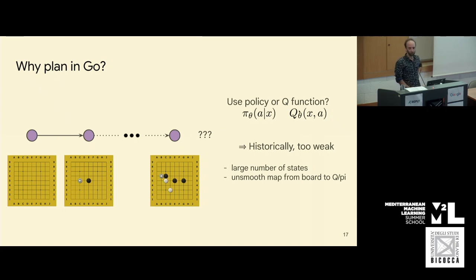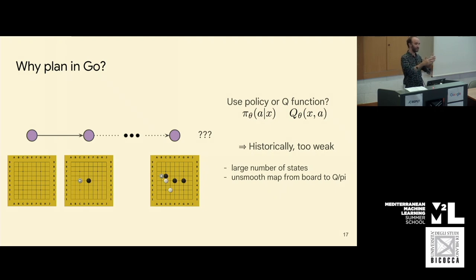And historically, that was a little too weak. And the difficulty is that there is a very large number of states, as I mentioned, and so learning the right function forces you to visit a lot of these states, and this is just very difficult. Another difficulty is that it doesn't lend itself too well to function approximation, because the map from the board, which is the state, to the optimal action is very unsmooth. So you can have a board where you're going to win the game, and if you could just change one stone, or your opponent could change just one stone, they would definitely win the game.